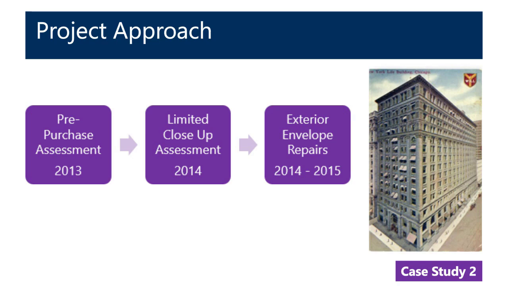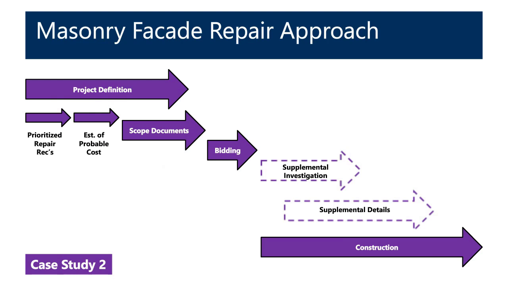So looking at each of those steps in a little bit more detail and looking at it relative to the approach that we've been discussing. That project definition included prioritized repair recommendations and an estimate of probable cost, which happened during the due diligence phase. In between that time, we were able to get up to 2 drop locations and start to develop some scope documents, which ultimately were bid to masonry contractors, and then starting construction with the understanding that supplemental investigation and supplemental details were required throughout that process.